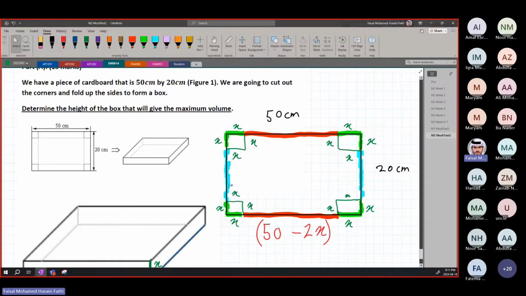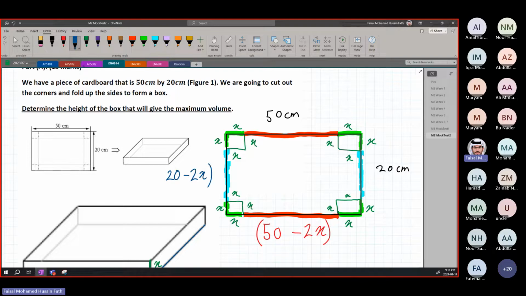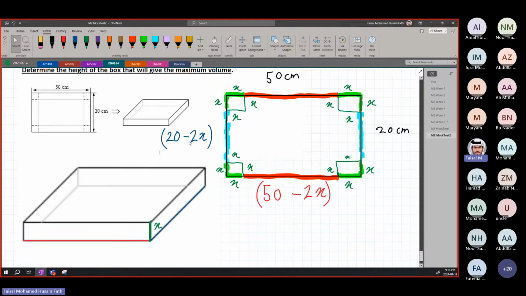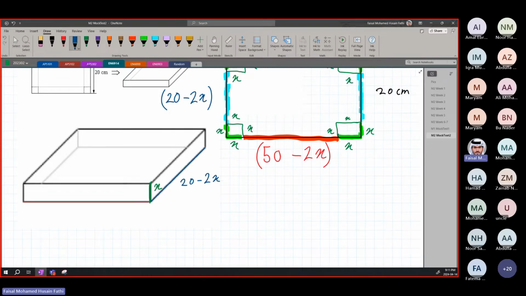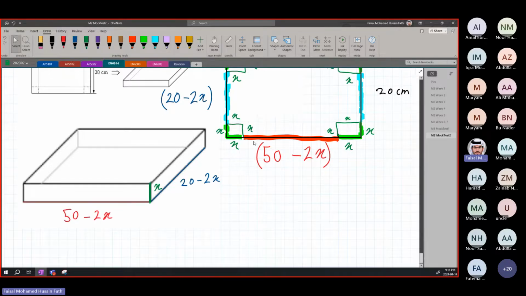Same thing with the vertical. We're going to have 20 minus 2x. The x from the top side and the bottom side is going to be removed. So now I have my actual width and length. This is equal to 20 minus 2x, and this is equal to 50 minus 2x. Okay? I have all my dimensions, so I can find my volume.